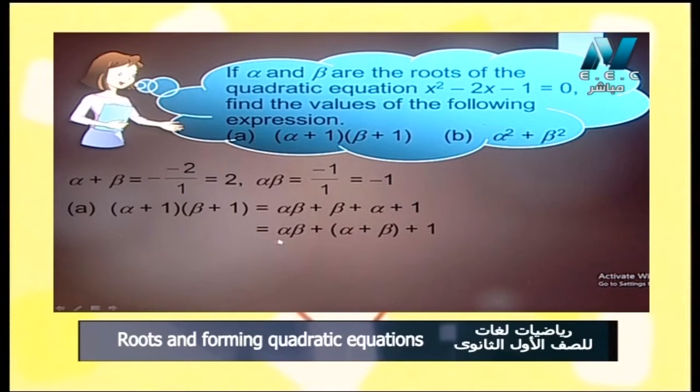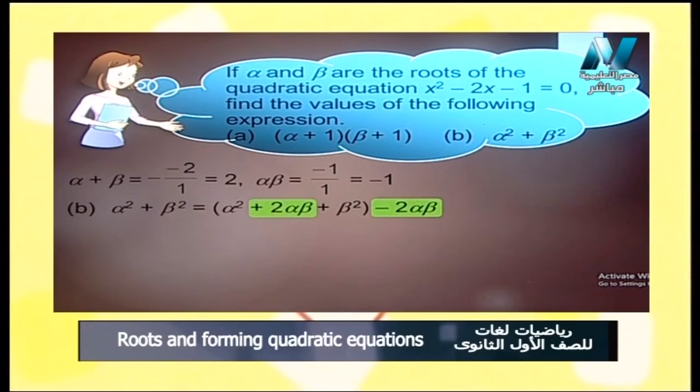We have alpha beta here, and alpha plus beta, which are together, because they are the sum and the product of the original equation. The sum is 2, and alpha beta equals -1. We will substitute here alpha beta equal -1 and alpha plus beta equals 2, so the answer equals 2. Yes, move to B.